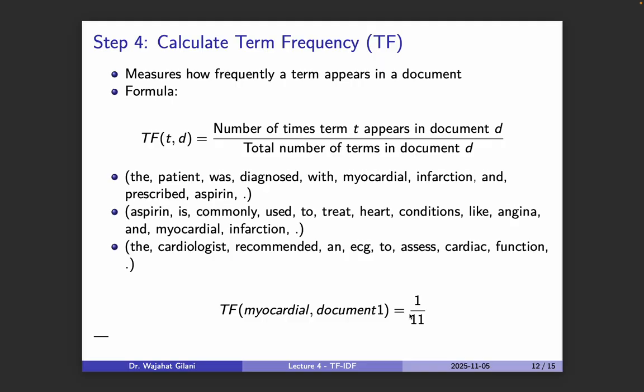If we did it again for document 2, myocardial shows up 1 time out of a total of 1, 2, 3, 4, 5, 6, 7, 8, 9, 10, 11, 12, 13, 14 words. So in document 2, the term frequency for myocardial would be 1 out of 14. You see, each word will have a different term frequency for each document.